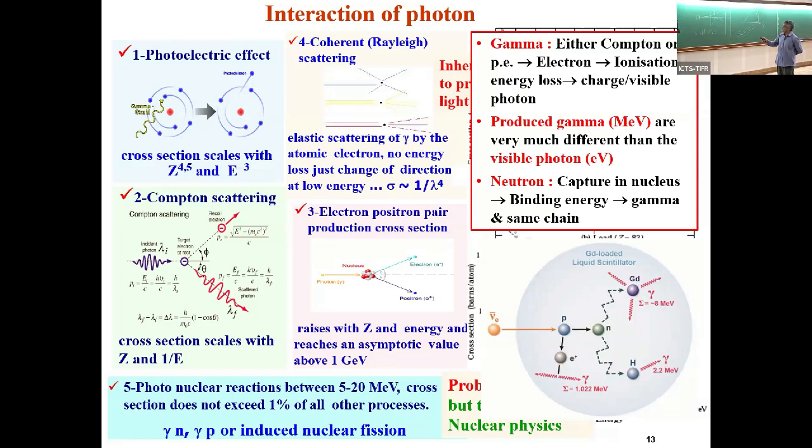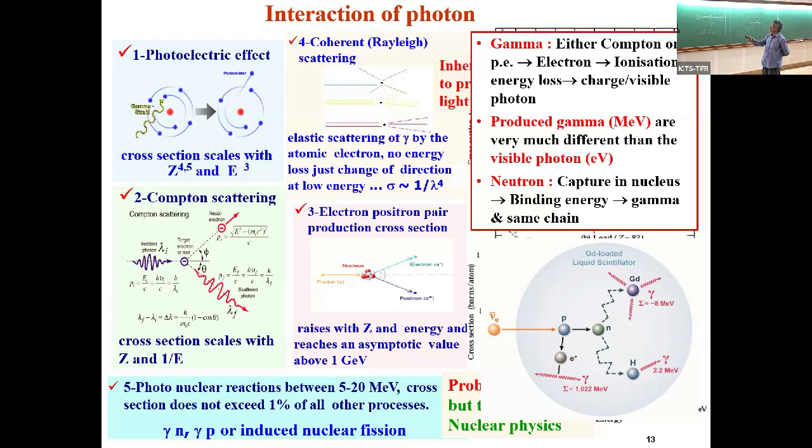This gamma, we will not see the gamma directly. Either by Compton or photoelectric effect, it converts to electrons, and when an electron or positron goes through the medium, it loses ionization energy. That gives you the signal, and the ionization energy loss gives you the charge or visible photons. And the gamma produced here is about an MeV order gamma.